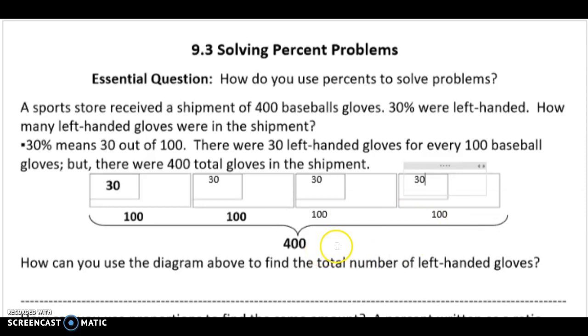And how can we use this diagram to find the total number of left-handed gloves? Well, if we have 30 plus 30 plus 30 plus 30, that equals 120 gloves. So that means that out of the 400 gloves, 120 of them were left-handed gloves.